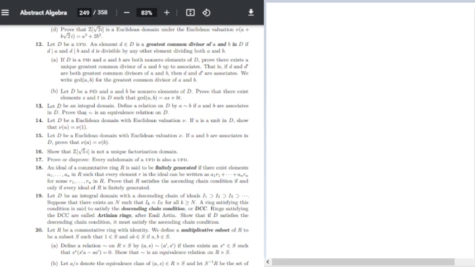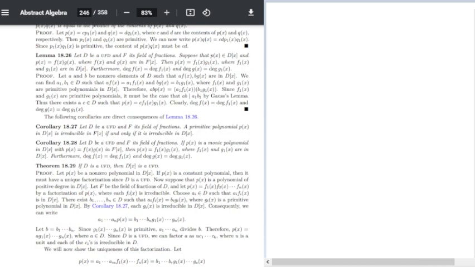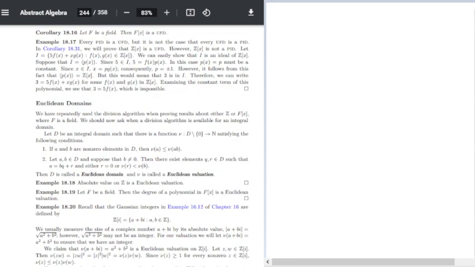Let D be a Euclidean domain with the Euclidean valuation nu. If u is a unit in D, show that nu of u is equal to nu of 1. So let's quickly search up what they specifically define the valuation to be, because I don't want to make once more a fool of myself. Nu is a map from D to N union 0.